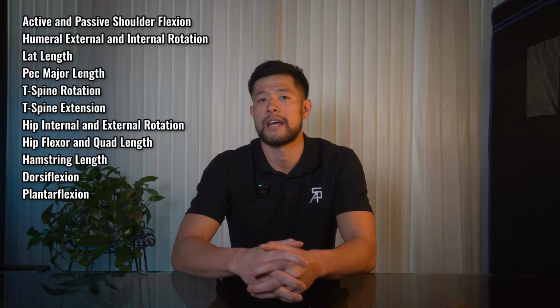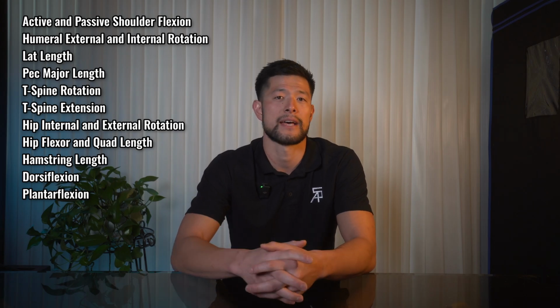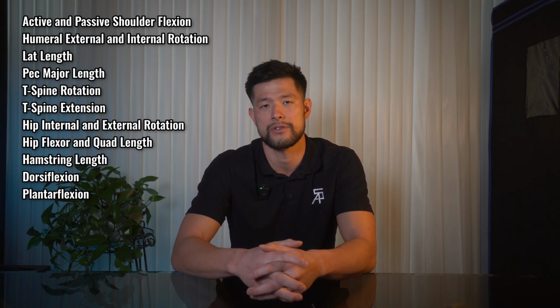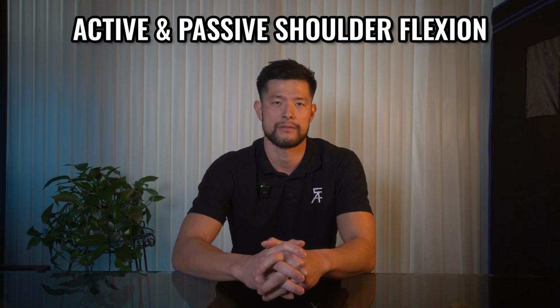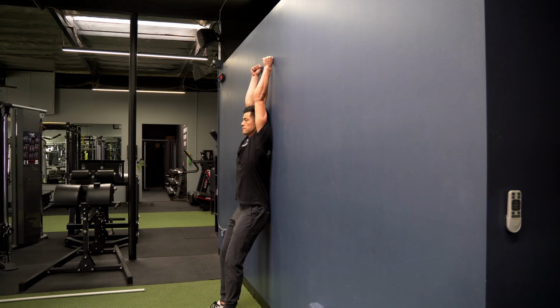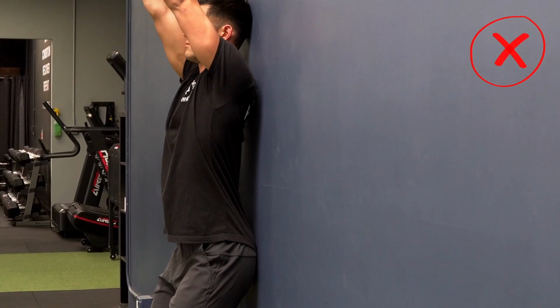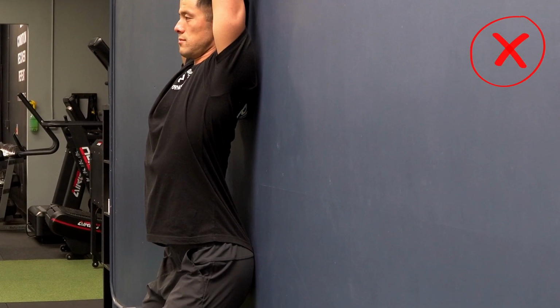Mobility. Here's a list of assessments we found useful in identifying potential mobility restrictions that may limit performance or increase injury risk. We'll briefly discuss each of them. Active and passive shoulder flexion. Shoulder flexion is bringing the arms overhead. There are many assessments you can use, like the back-to-wall shoulder flexion or Leahy stick test. The assessment shows us an athlete's ability to bring the arms overhead without compensation from the torso or pelvis. For aquatic athletes, this is one of the most important assessments to pass.